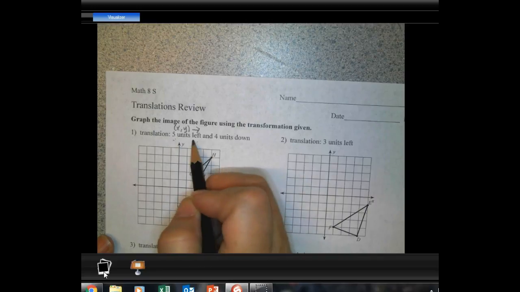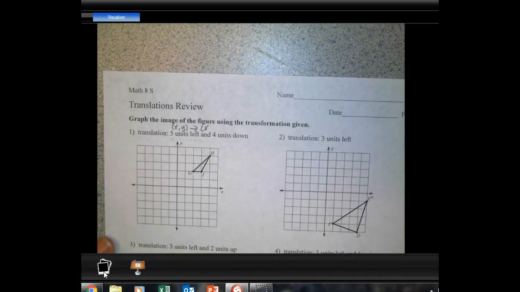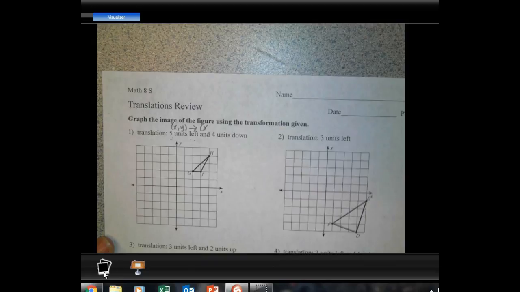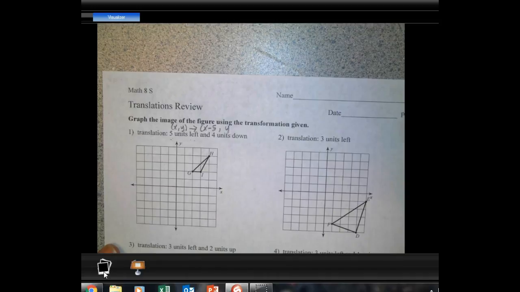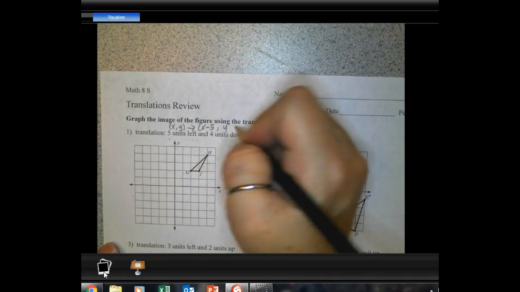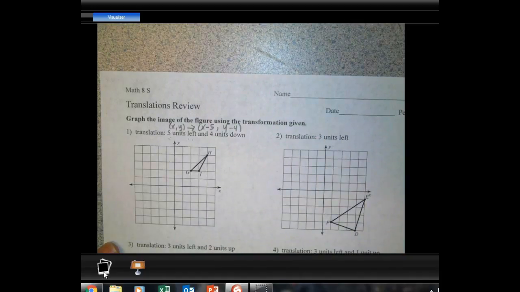If we're moving 5 units left, that's going to be X what? Plus or minus 5? What does left tell us to do? Plus or minus? Minus 5. And then it says 4 units down. So that would be Y what? Plus or minus 4? Minus 4. So we're going to add that to all of the ones that have the words, okay?